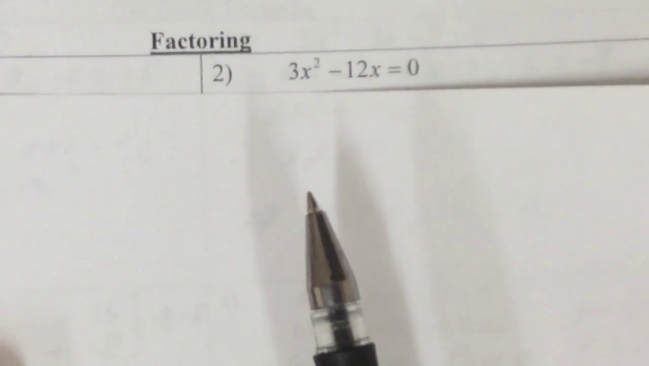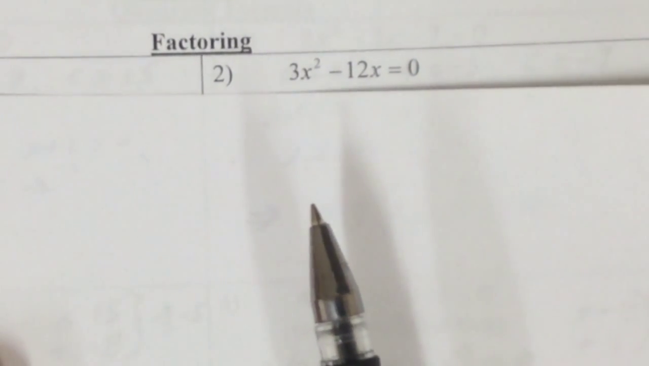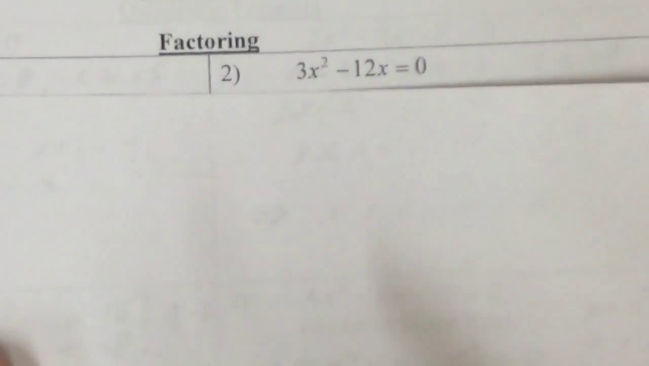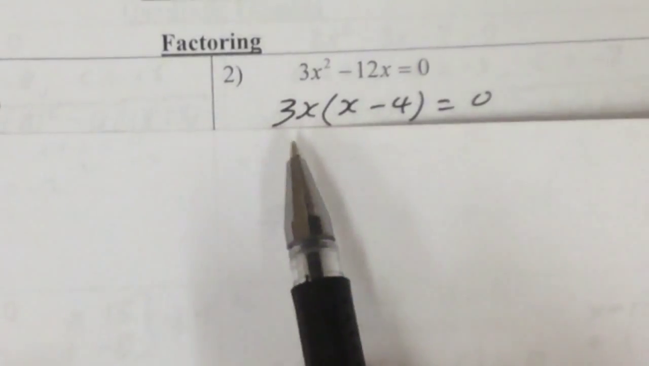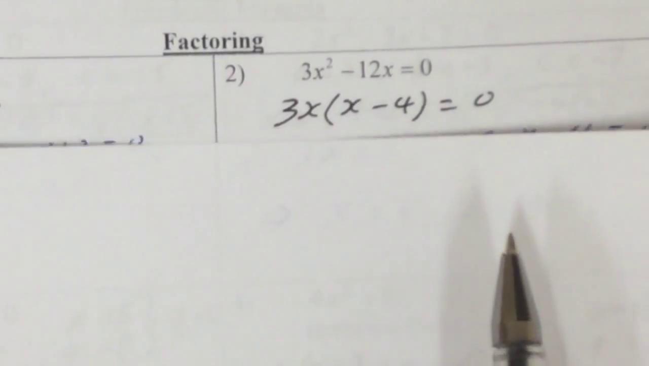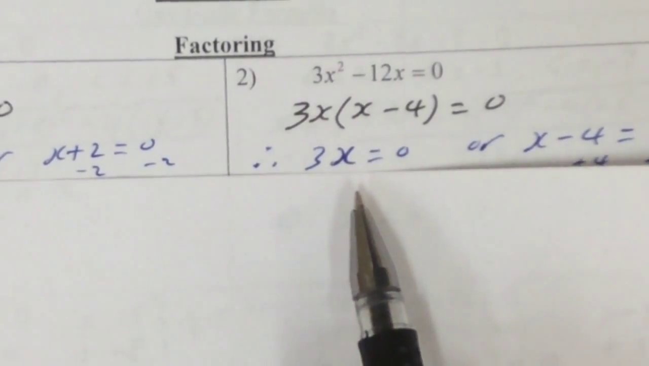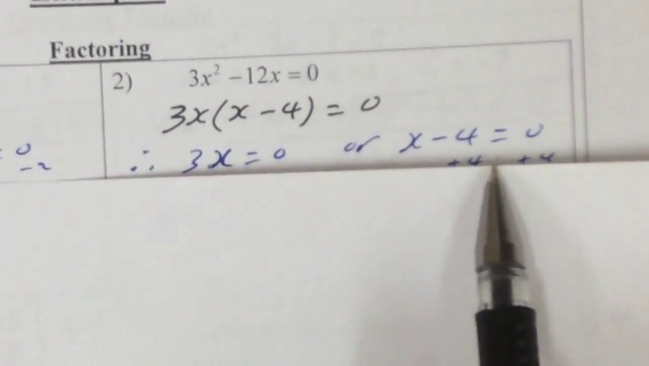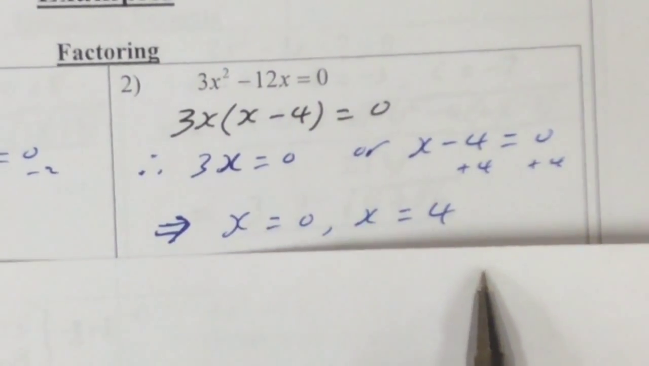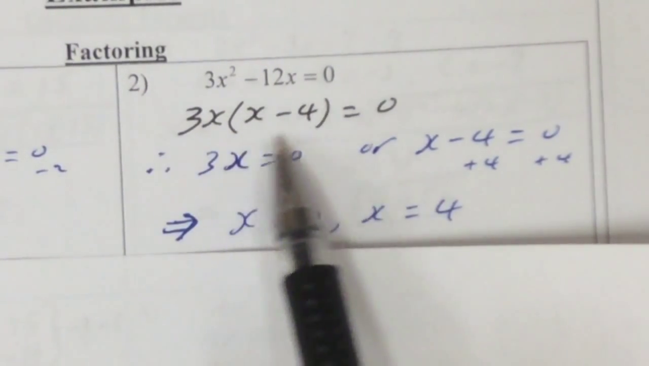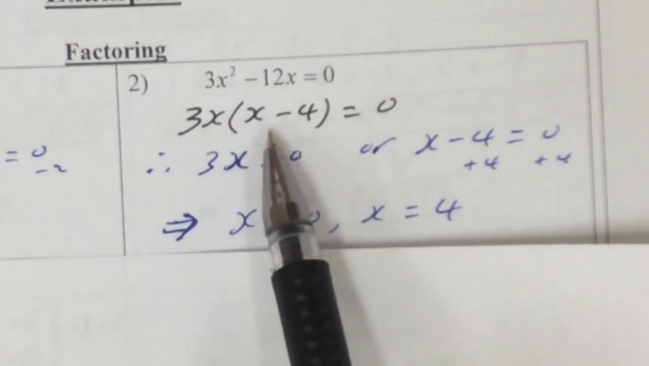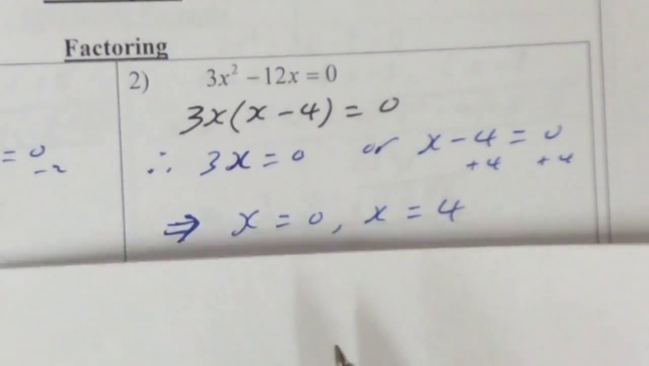Another example, same idea. The common factor for this one is 3x. So we factor out 3x, and we've got now 3x equals 0 or x minus 4 equals 0. From 3x equals 0 you just get x equals 0, and from x minus 4 equals 0 you get x equals positive 4. So basically, if it's like this, x equal to the opposite sign of that is a solution.